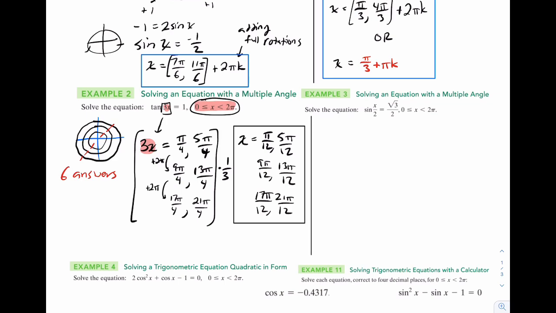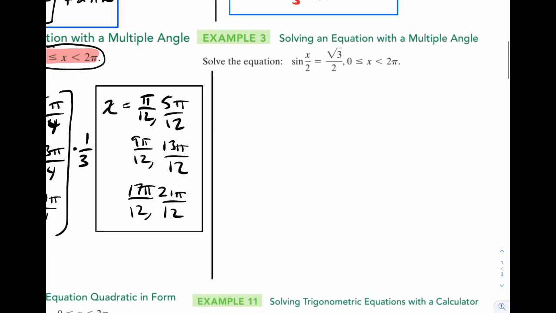Next example. Notice how it's very similar to the last example. It gives you a range of 0 to 2 pi, which is great. We only got to consider answers in that range. No need for the plus 2 pi k. But notice how it's x over 2.